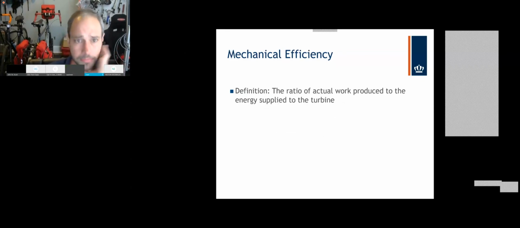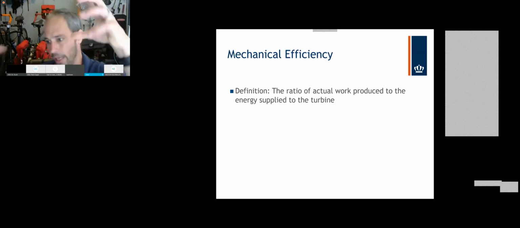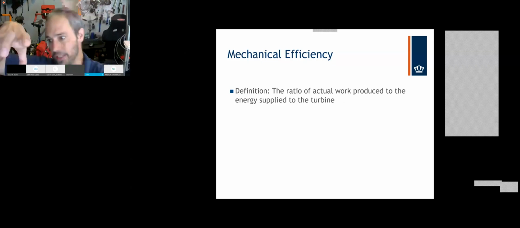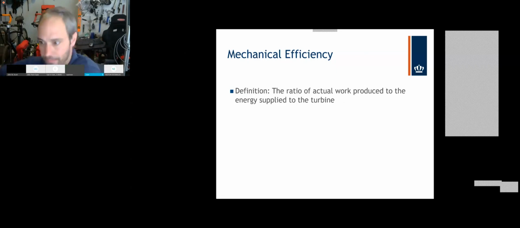Mechanical efficiency: the actual work produced divided by the energy supplied to the turbine. So the steam goes into the turbine. It has a certain amount of energy. How much of that energy from the steam, as it expands past the blades, actually spins the blades and then rotates the shaft?